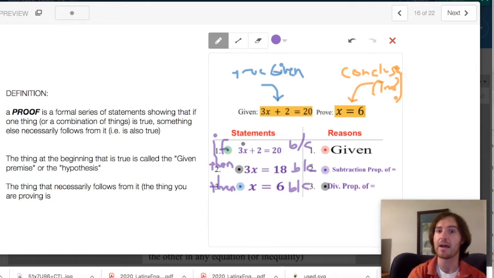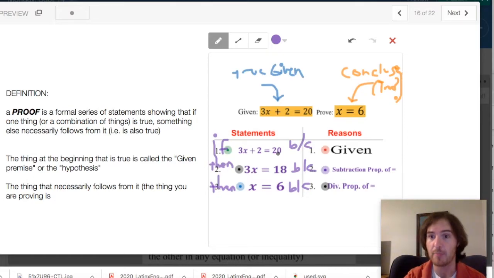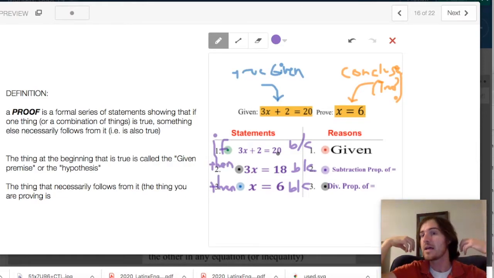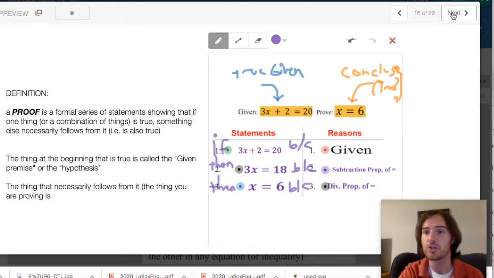I just wanted to point out that here's how you can double check your logic makes sense at the end. You don't have to write these if-then words, because this is just how your proof is written. If 3x plus 2 equals 20 because it's given, then 3x equals 18 because of the subtraction property of equality, and therefore x would have to equal 6 because of the division property of equality. Those words aren't written there, but it's how it flows. We know that we have a true proof.